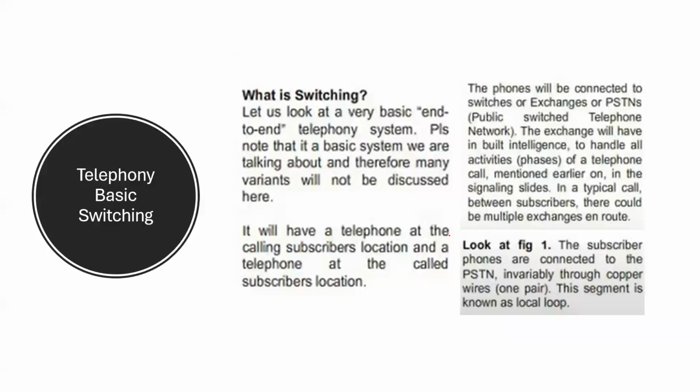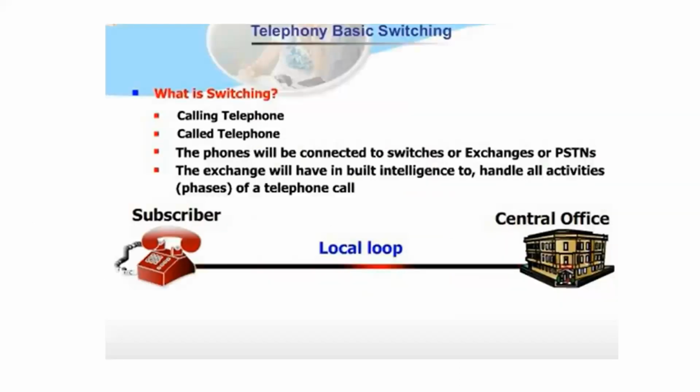Now, what is switching? Let us look at the very basic end-to-end telephony system. This is one subscriber, the calling party. This is the local loop, and this is the central office. The central office means there is a calling telephone and a called telephone. The phone will be connected to a switch, which is the switch or exchange or PSTN. The exchange will have inbuilt intelligence to handle all activities of a telephone call.